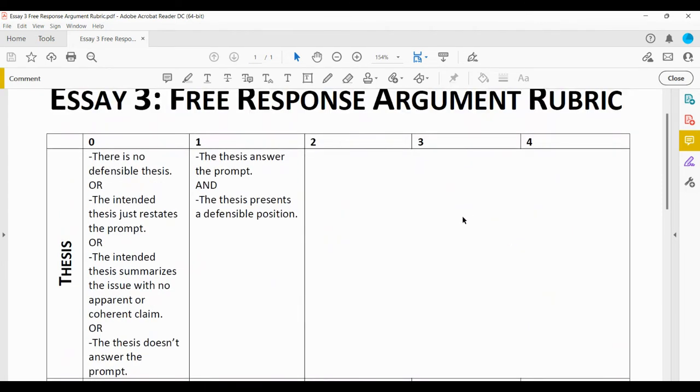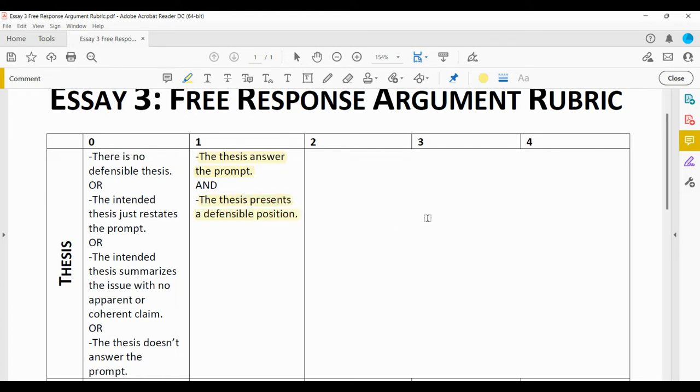Because the prompt is a little bit different in that you are supplying your own evidence, some of it's going to look a little bit different. Some of the details are a little bit different, but for the most part, it's the same thing because good writing is good writing. For example, in order to earn your thesis point, you need to answer the prompt and you need to create a defensible position.